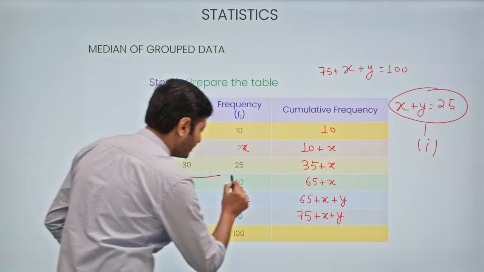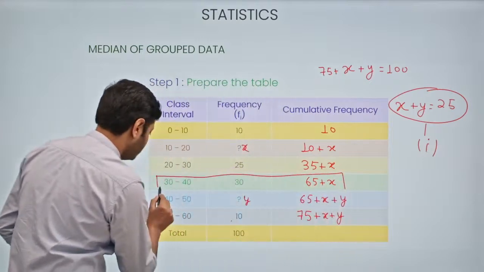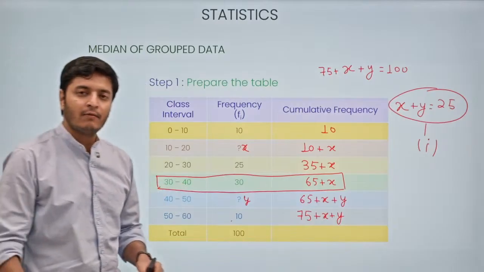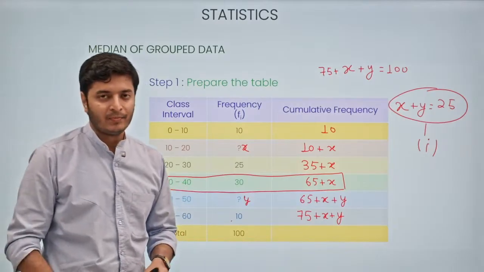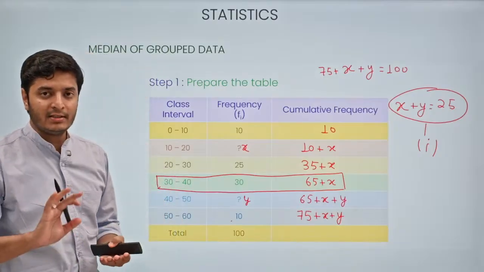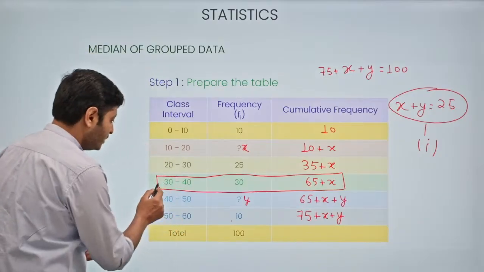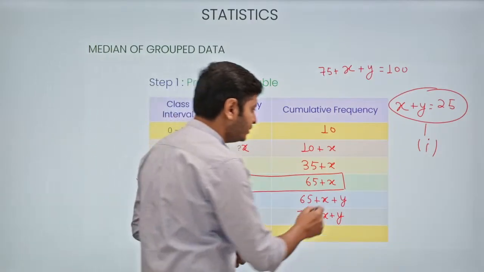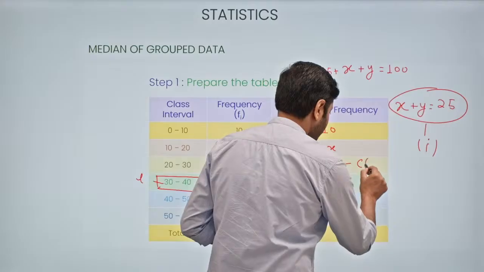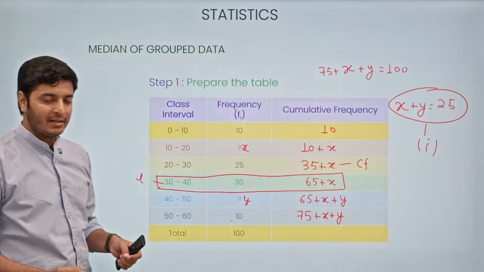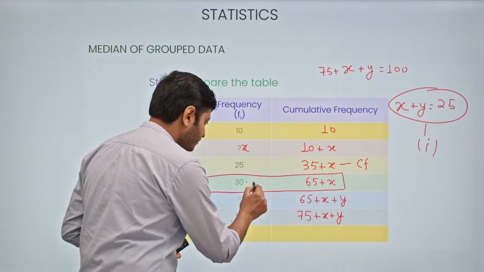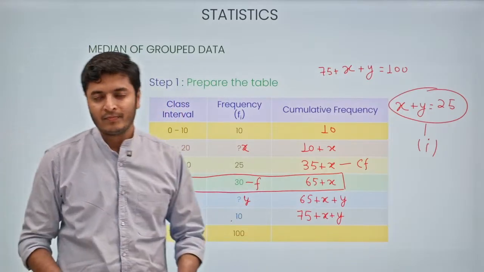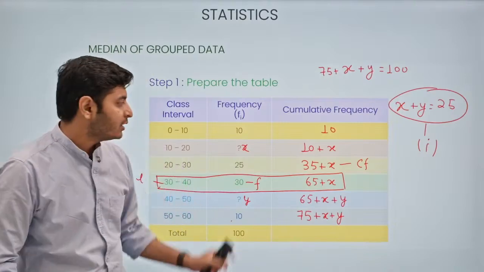If the median is directly given to us, then in which two values it is falling, that should be our median class. Now we know our median class, we can easily identify the values. So L is 30, then the cumulative frequency of the previous class is this one, 35 plus X, then the frequency of this class interval is 30 and H is what? 10. We have all the values. Now we are going to apply our formula.